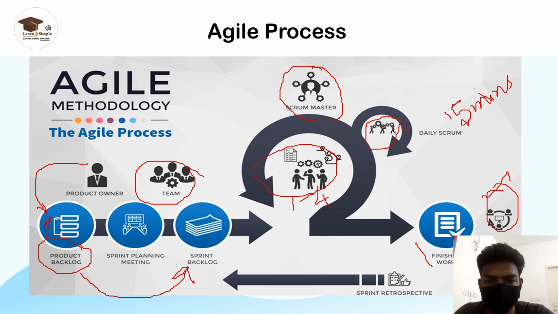And the finished work is a shippable product which can be given to the end customer for use. So the very key thing which is given in the corner is the sprint retrospective, where the entire team goes back and reviews their own sprint. In other words, we can call it a lesson learned from the particular sprint, basically what went right and what went wrong. That's all with respect to the agile process.